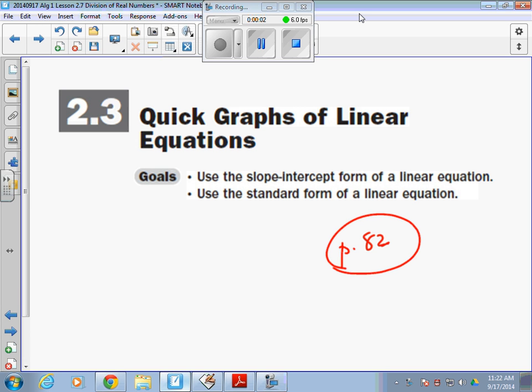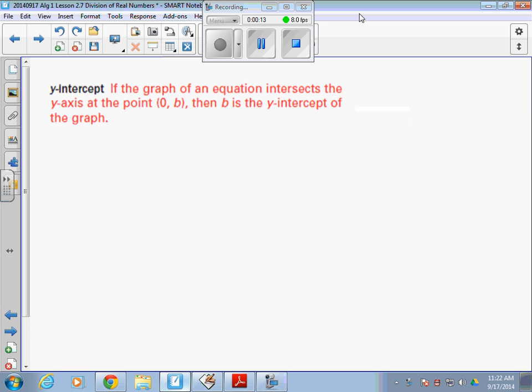Today we're looking at lesson 2.3 in Algebra 2, quick graphs and linear equations, another recap of Algebra 1 material. We're using slope, intercept, and standard form to graph these equations beginning on page 82 in the text.